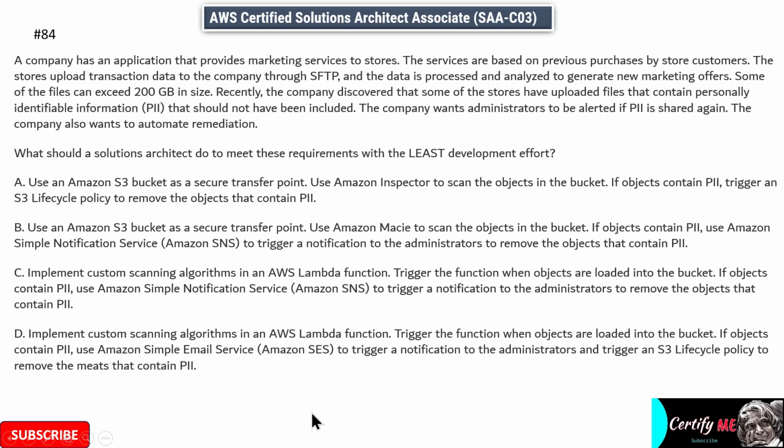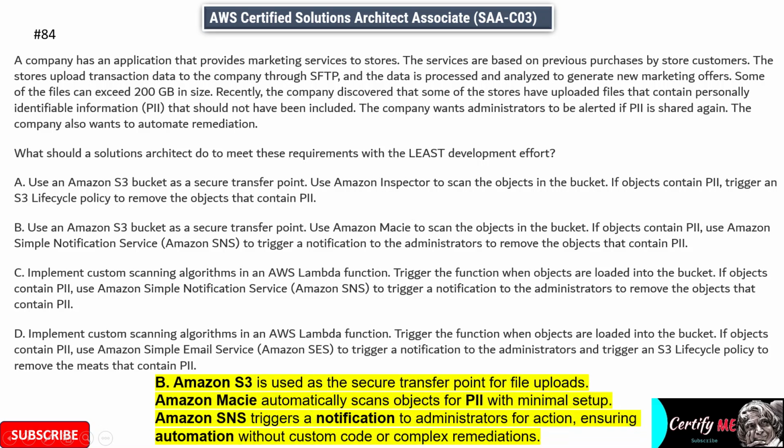The correct answer is option B. Amazon S3 is used as the secure transfer point for file uploads. Amazon Macie automatically scans objects for PII with a minimal setup. Amazon SNS triggers a notification to administrators for action, ensuring automation without custom code or complex remediations.